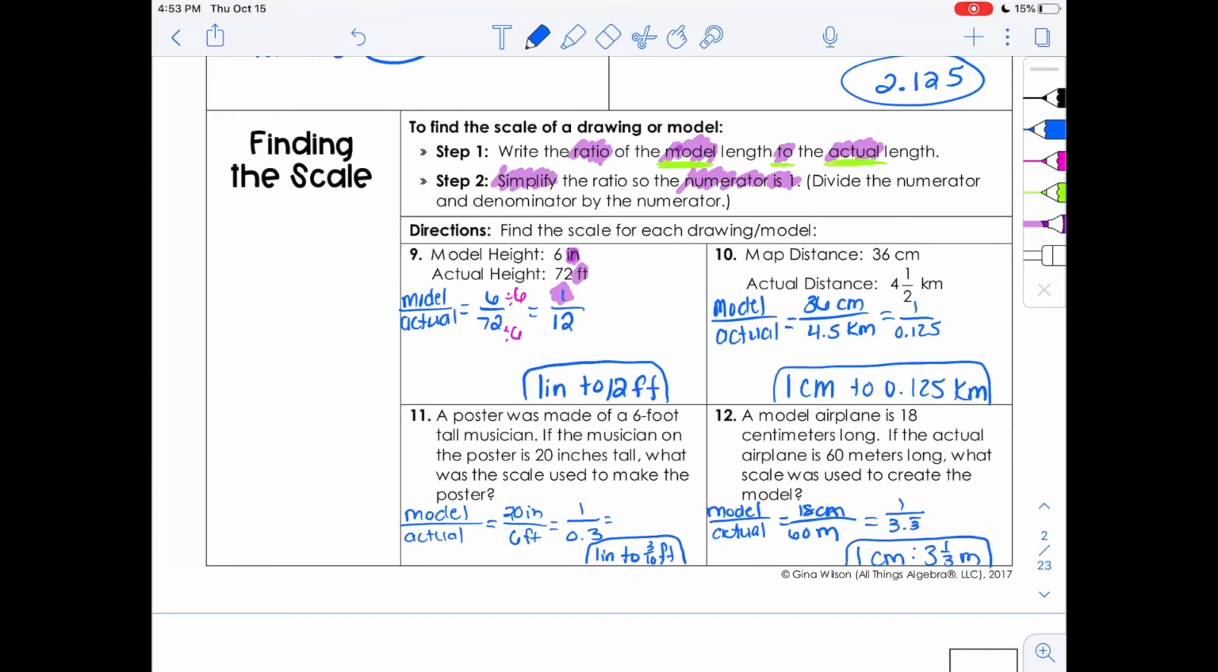And then remember, you can still use a calculator on these bottom ones to help you simplify them down. You just want to make sure you're simplifying them all the way down so that your numerator, your top number, is 1. So if you simplify it and that numerator is not 1, just keep simplifying it down until you get a numerator of 1.